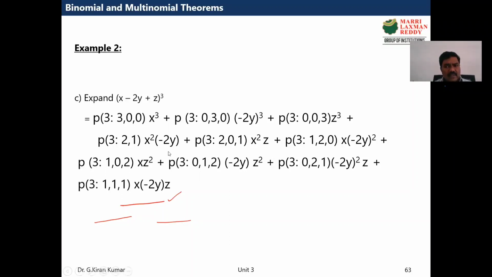Am I right? Are you feeling difficulty with this? No, no, sir. Yeah, when you can do x1 plus x2 plus x3 whole power 3, I feel it's not much deviated from that.